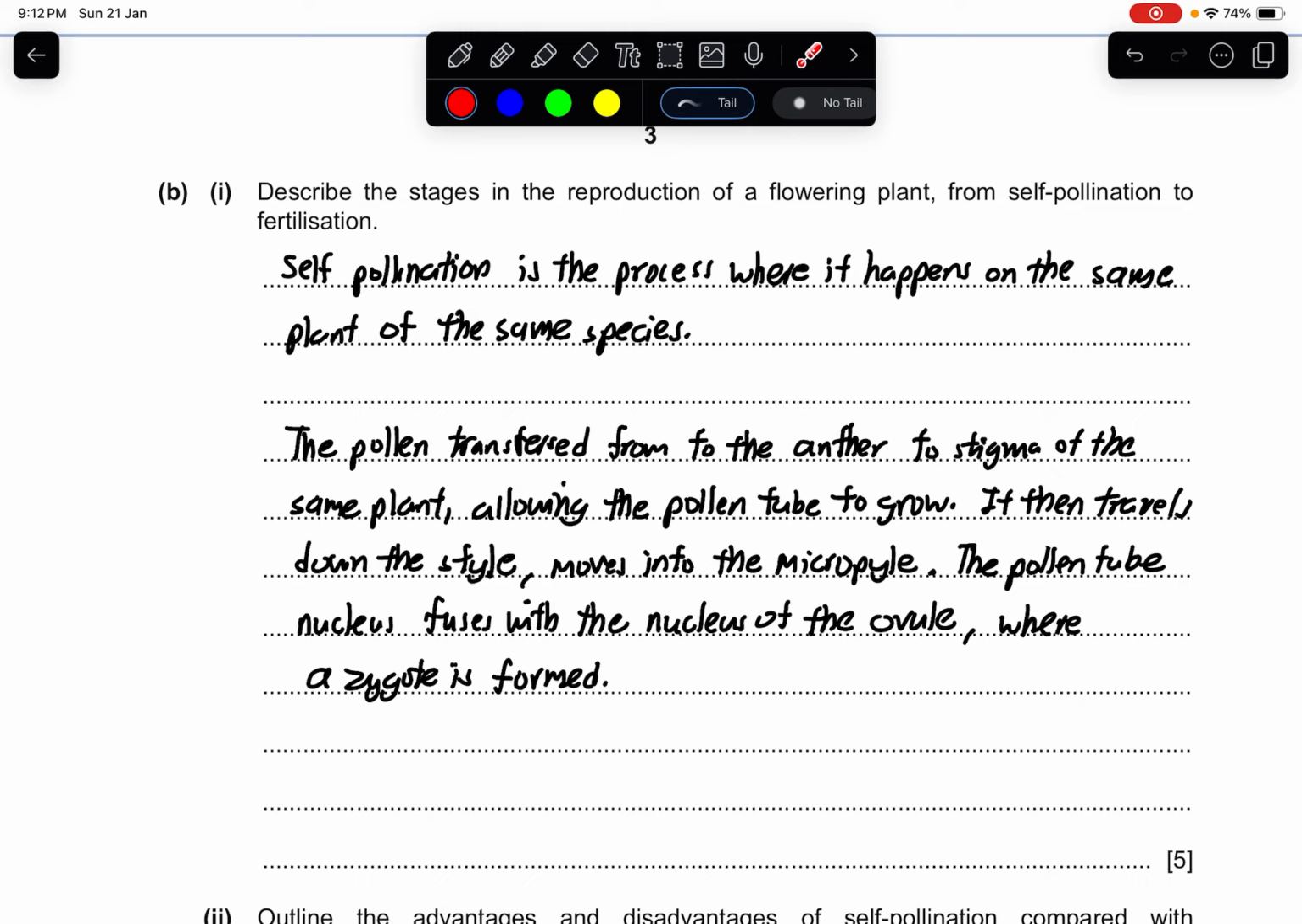The next one is I describe the process of fertilization, which is the pollen transferred from the anther to the stigma of the same plant, which will get me the first mark, which allows the pollen tube to grow. Another mark is formed here. The pollen tube then travels down the style and moves into the micropyle. Another mark is formed here. The pollen tube nucleus fuses with the nucleus of the ovule, where a zygote is formed. Another 1 mark. So very simple. I feel that you do not need to write a lot for self-pollination. Write as detailed as possible for fertilization, because that's where the majority of the marks are from.